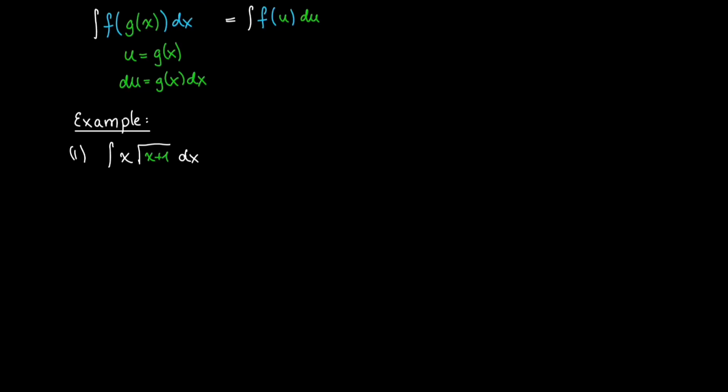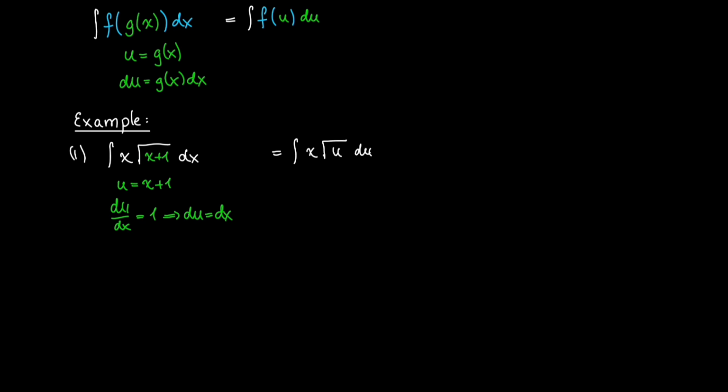Suppose we're tasked with evaluating the integral of x times the square root of x plus 1. In this case, we use the substitution u is equal to x plus 1. And then you compute the derivative of u. So du/dx is going to be equal to just 1. So that basically means that du is actually equal to dx. So now our integral is going to become the following. It's going to be the integral of x times the square root of u, du.